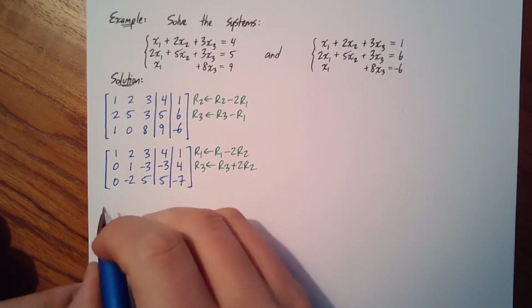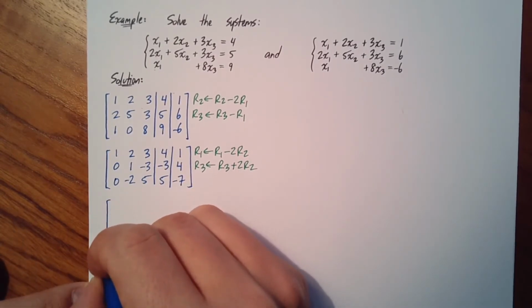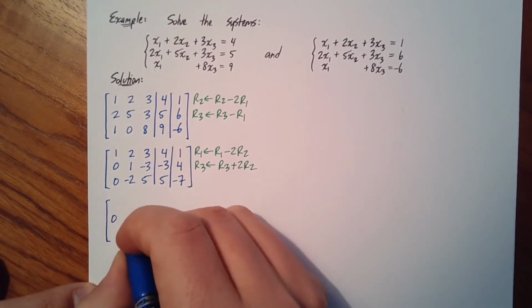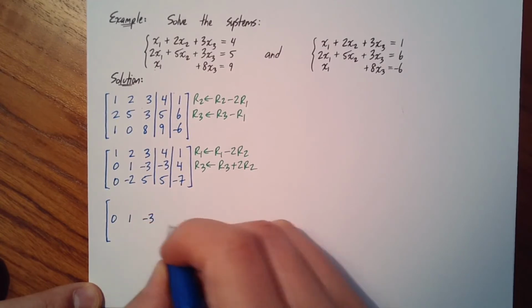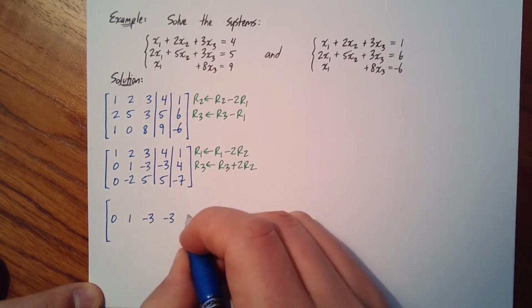So what do we have? Our second row is not going to change. So I'll just write that down first. 0, 1, negative 3, and 4.